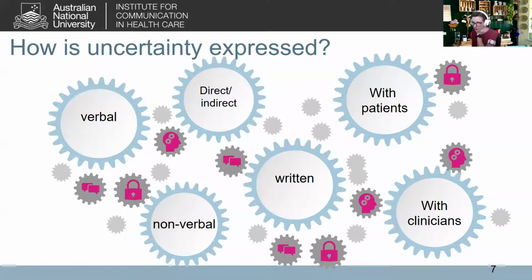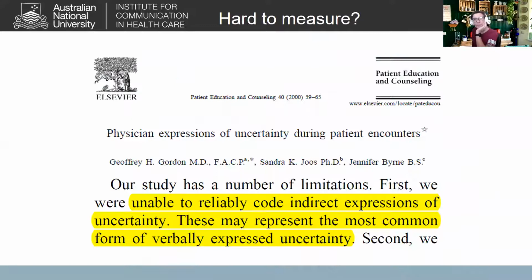What I found most interesting when I started to look at this was that apparently it's really, really hard to measure. This is a quote from a study by Gordon and colleagues, who looked at audio recorded interactions and were trying to code indirect expressions of uncertainty, which they defined as various hedges. They said these are probably the most common form of verbally expressed uncertainty, but they did not proceed in their analysis to look at them in particular because they were unable to code them reliably within their team. And I thought that was quite fascinating.